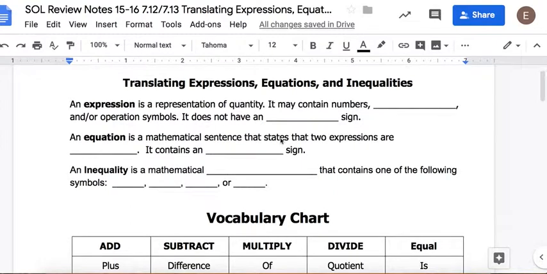Welcome to my SOL review video on translating expressions, equations, and inequalities. So let's review what each of these terms means. An expression is a representation of quantity.